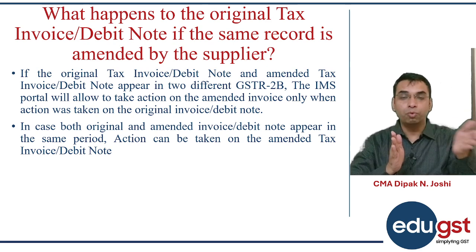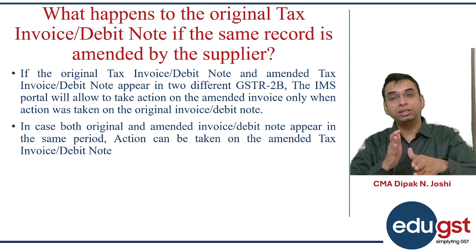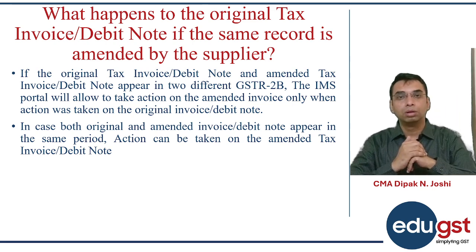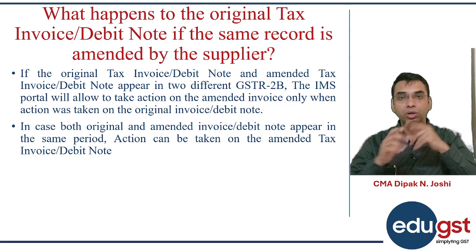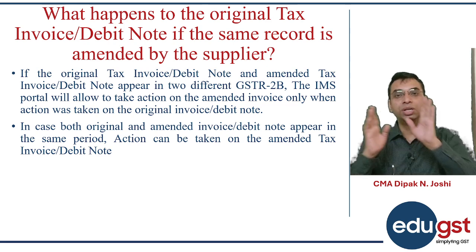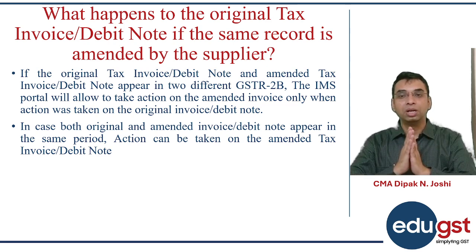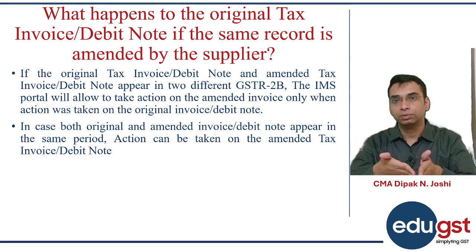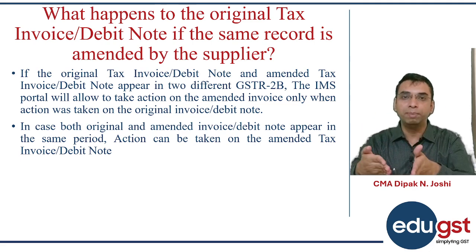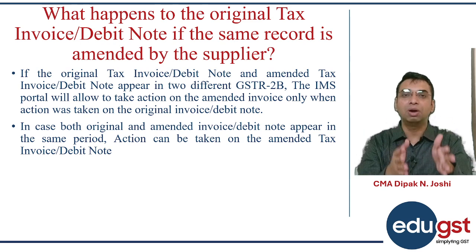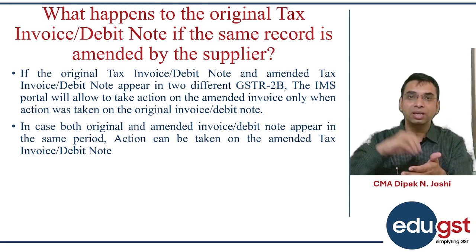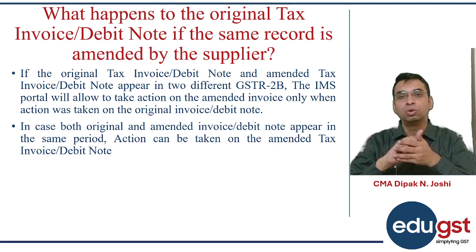In other words, if you want to take the action on the amended record, you require to take first action on the original record, right? So in case of amendment in any record, that is in invoice or debit note, recipient is allowed to take action only when he is taking any action on the original record.